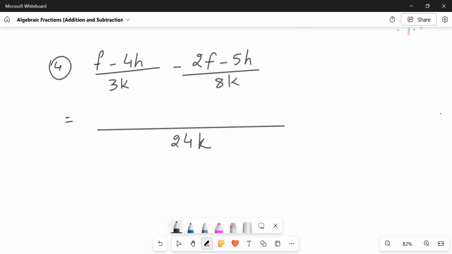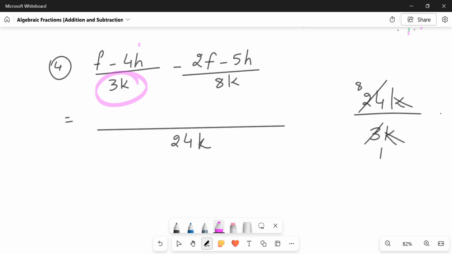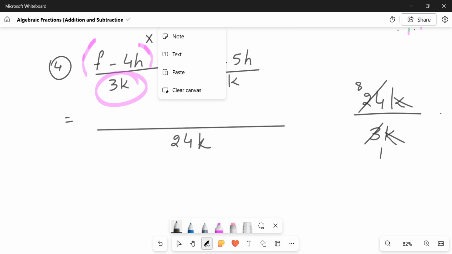So 3, what's the 24? I'm solving it in the rough work because you people are beginners, so don't make any mistakes here. So 24K, which is the LCM answer, divided by what? Divided by the denominator of the fraction, which is 3K. Okay, so 3 times 1, 3 times 8, and K cancel. So we are left here with 8. Okay, so what we need to do here, you need to make the bracket here and times 8 because there are two terms, F minus 4H.